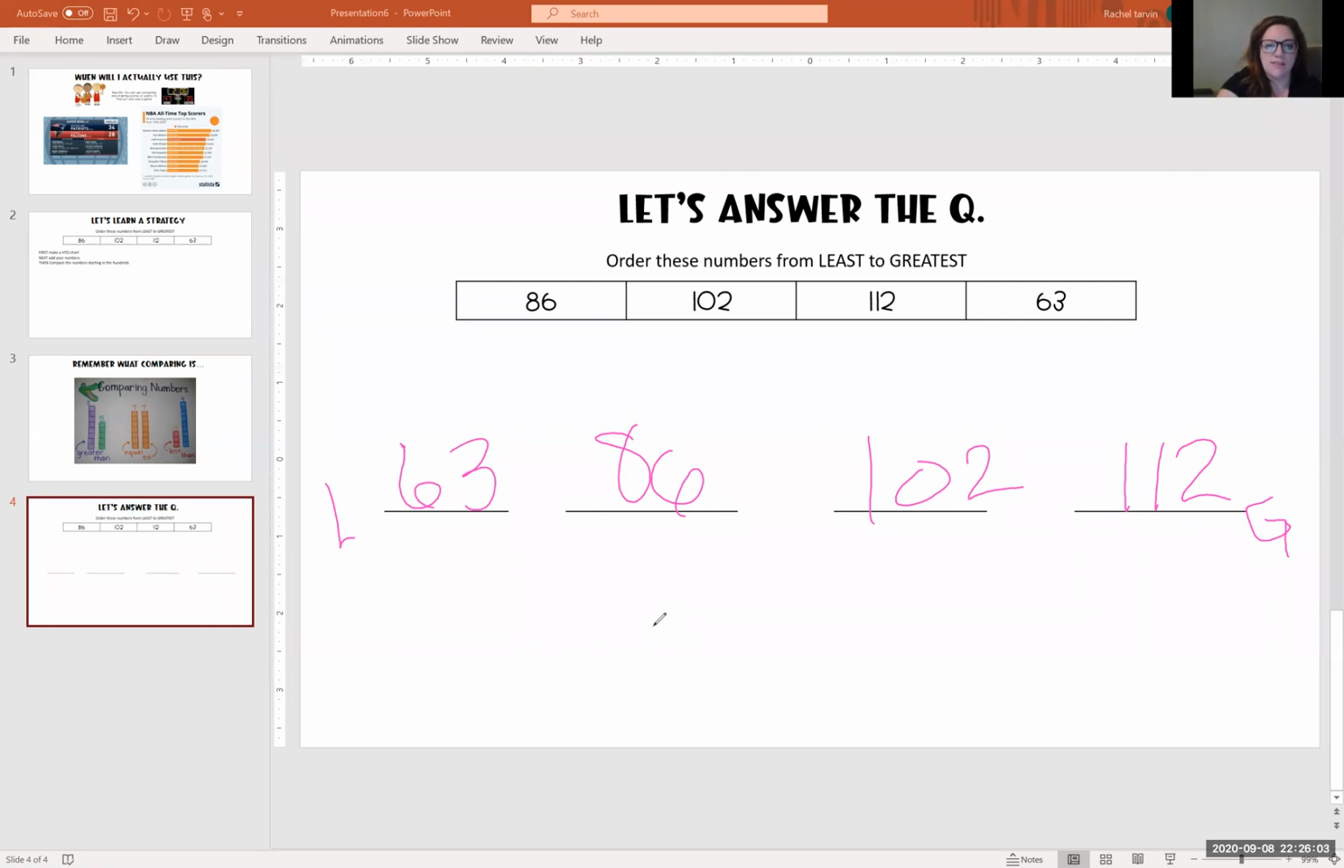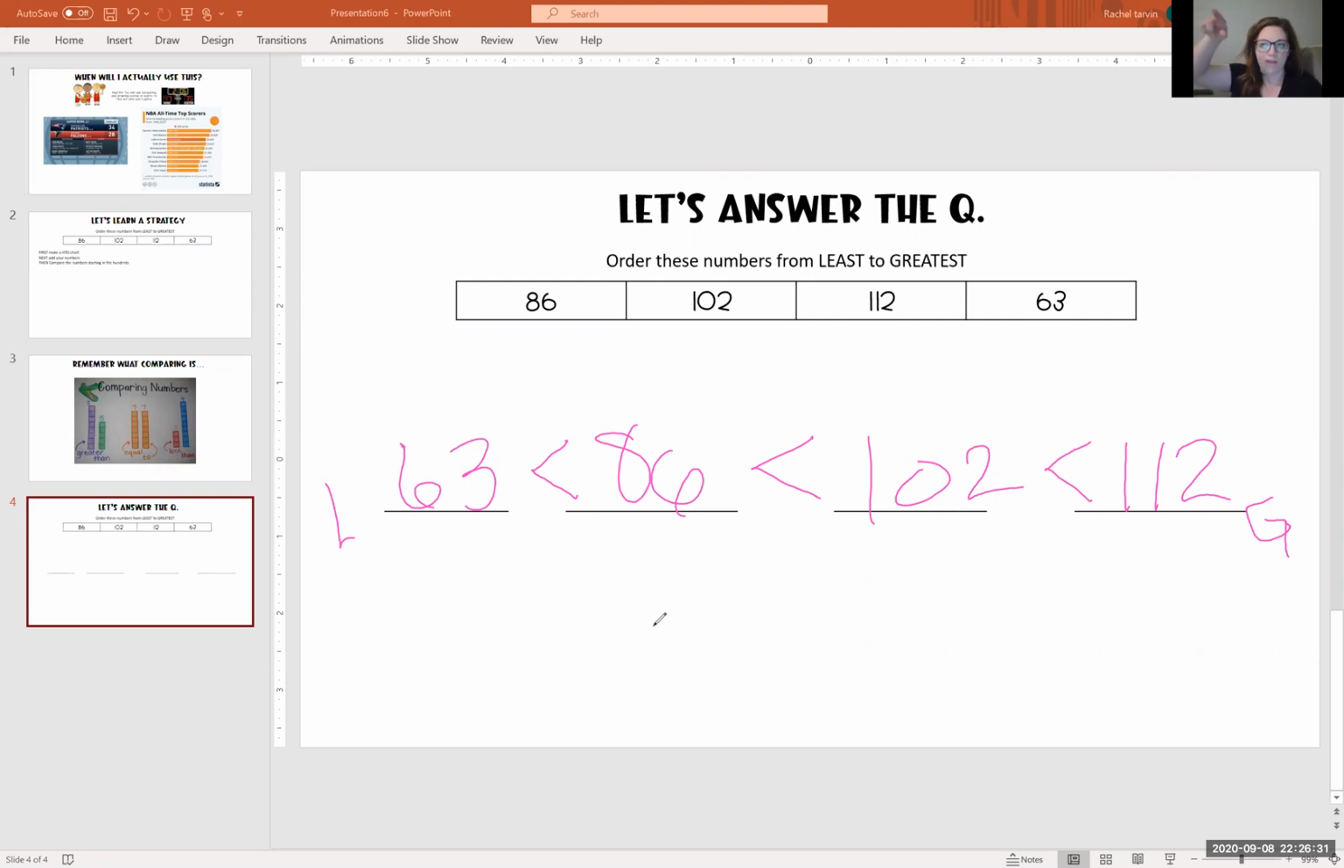All right, and you can use some symbols. You can say 63 is less than 86. 86 is less than 102, and 102 is less than 112. Those symbols help you know that the numbers are getting bigger as they go down the line. 63 to 86, getting bigger. 86 to 102, getting bigger. 102 to 112, it's getting bigger.